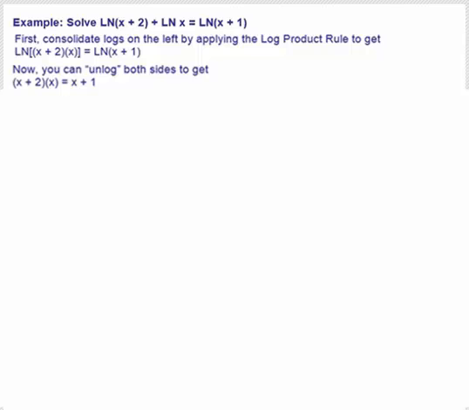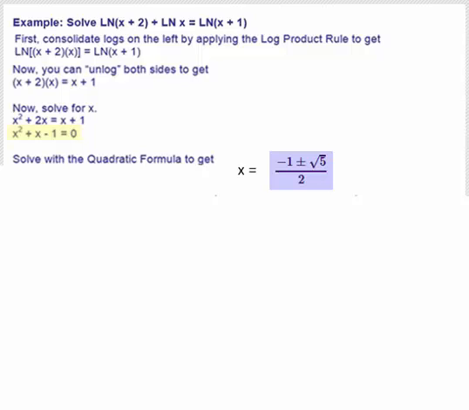It looks like another quadratic. So we multiply out the left side, subtract x, and subtract 1 from both sides, and we get this quadratic equation x squared plus x minus 1 equals 0. Again, we use the quadratic formula because this does not factor. And plugging the coefficients in and simplifying, you get x equals -1 plus or minus the square root of 5 over 2. And we have to check both of these answers.